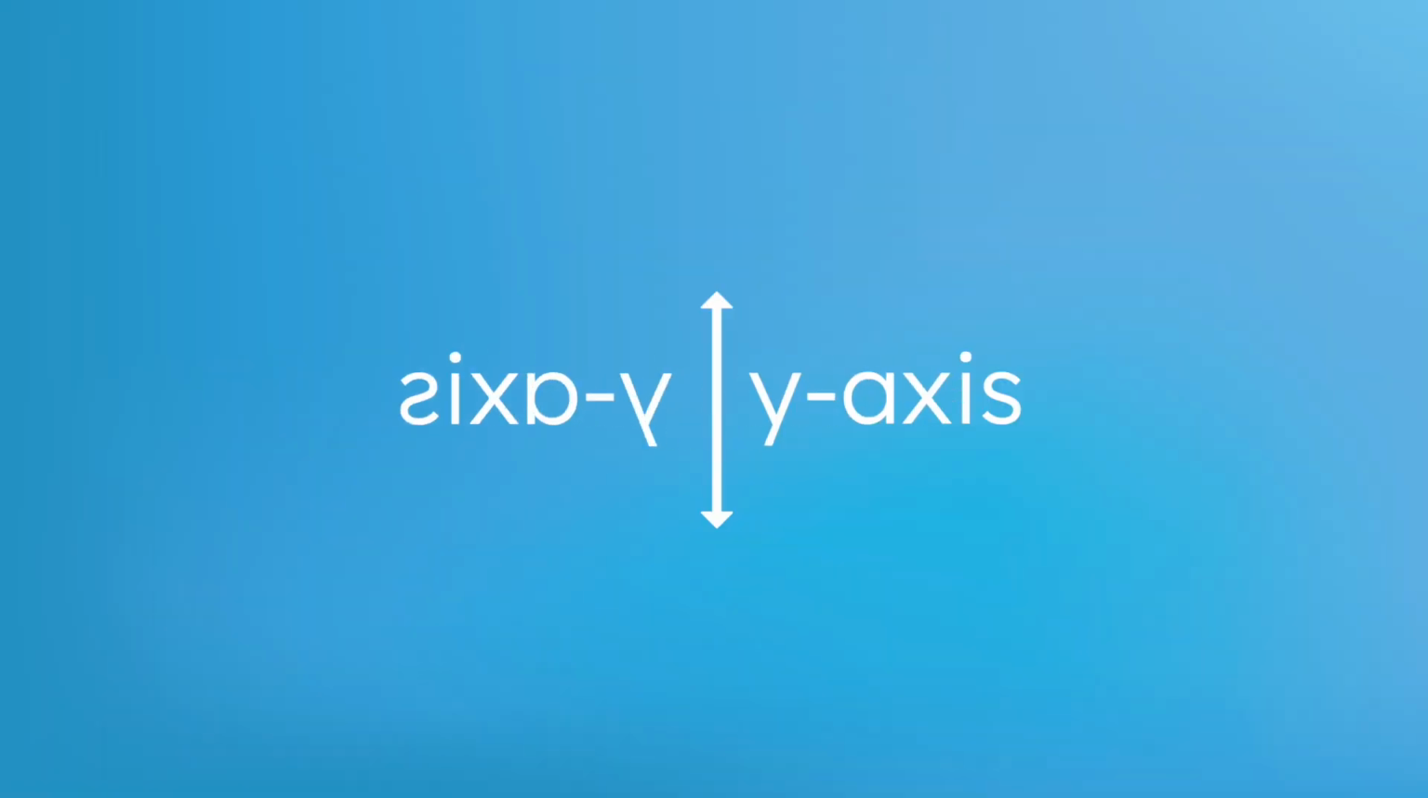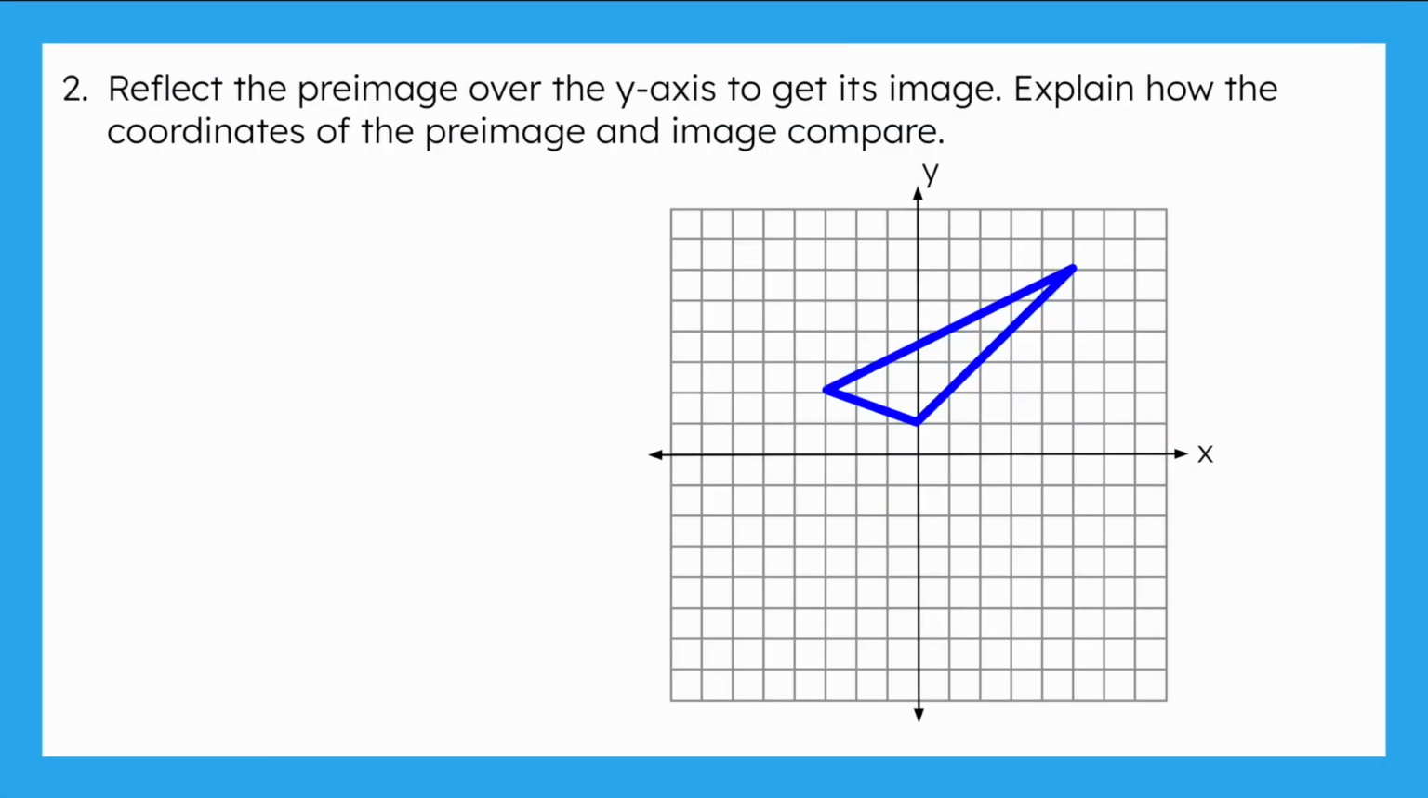Next, let's look at what happens when we reflect over the y-axis. This problem says to reflect the pre-image over the y-axis to get its image, and explain how the coordinates of the pre-image and image compare. Start by reflecting this over the y-axis. Pause the video now so you can try this.